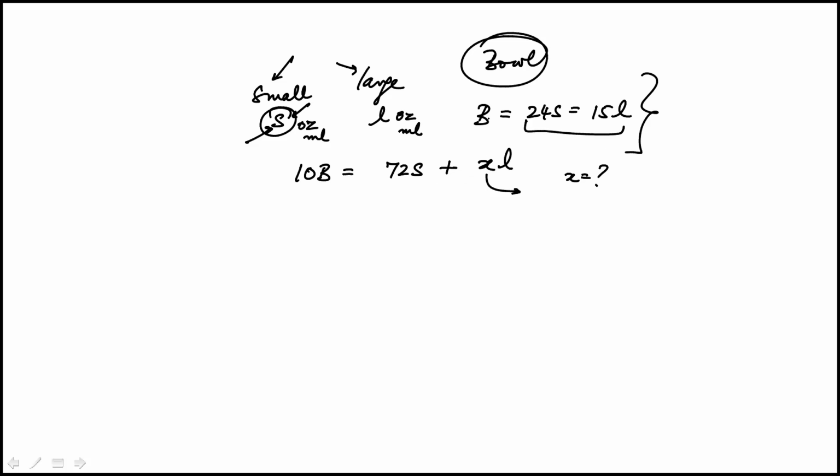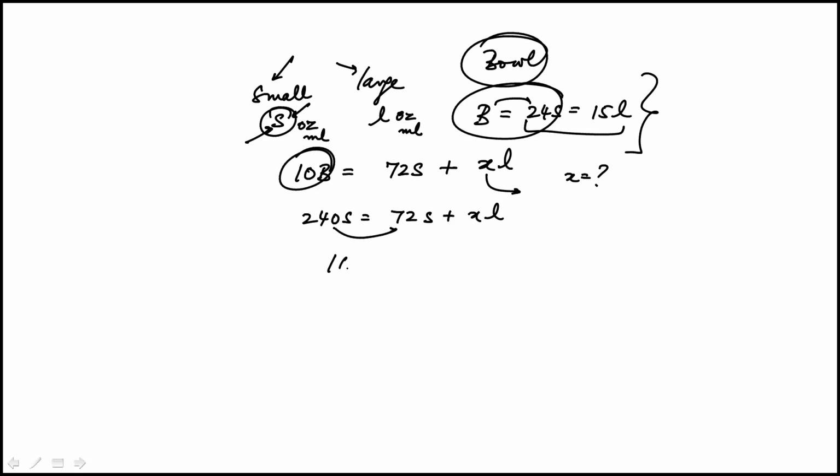So B, we can write it in terms of S. You can choose either one, so I will replace B with 24S. If I write that here, that's 24S. And the reason I'm choosing S is so that I can subtract these two. So if I subtract that, this would be 168S is XL.